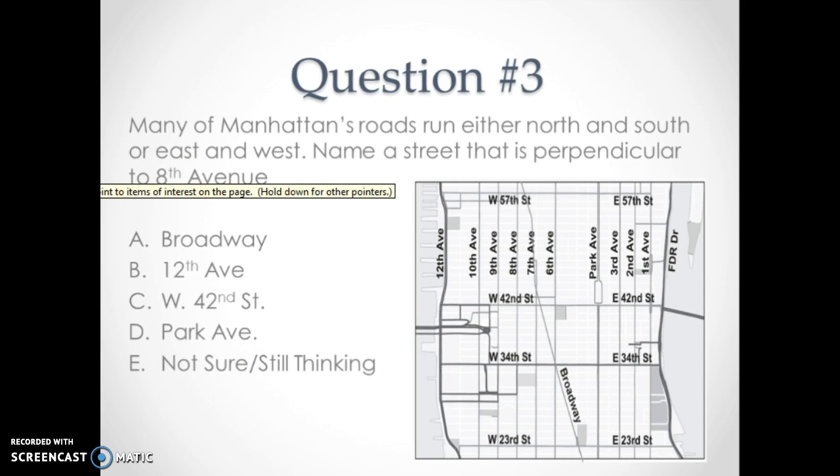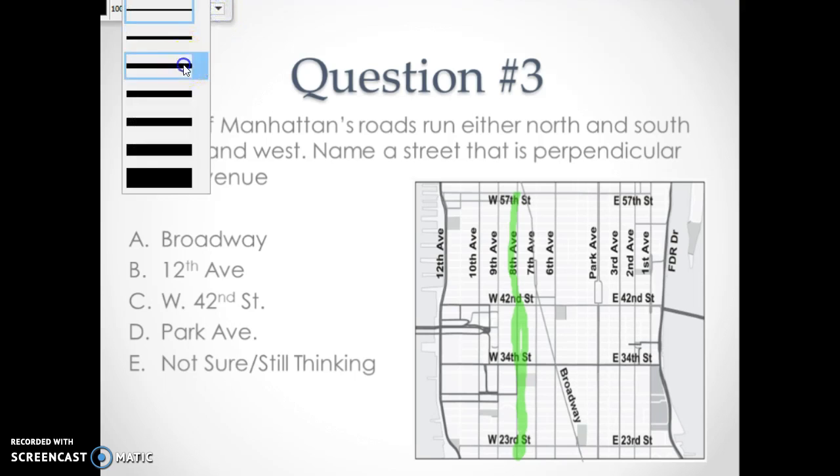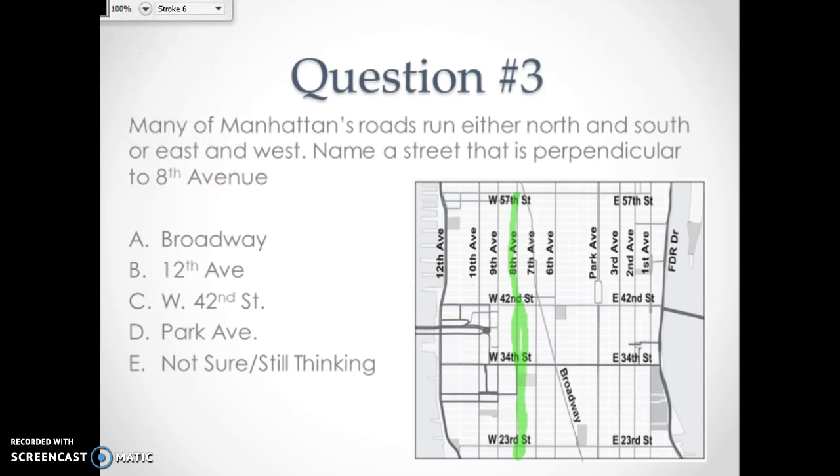Question 3. Many of Manhattan's roads run either north and south or east and west. Name a street that is perpendicular to 8th Avenue. So find 8th Avenue, highlight it, and you need to find a street that's perpendicular. So if that one's running north and south, then you want to find one that's running east and west. So I'm just going to create a line. And I'm going to start looking.